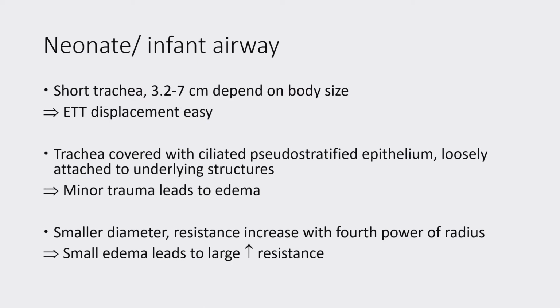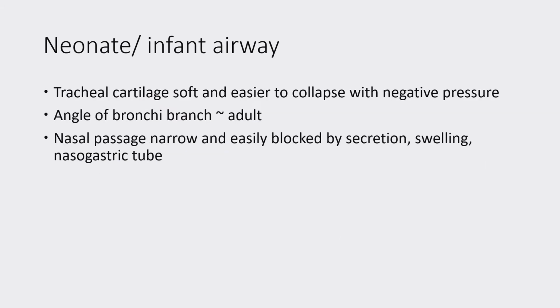The trachea is covered with ciliated pseudostratified epithelium that is loosely attached to underlying structures. Therefore, minor trauma can lead to edema. And the airway is of small diameter, and because the resistance increases with the fourth power of the radius, small edema can lead to a large increase in the resistance. The tracheal cartilage is soft and collapses more easily with negative pressure. However, the angle of the bronchial branch is similar to the adult. The nasal passage is narrow and therefore it is easily blocked by secretion, swelling, and the nasogastric tube.